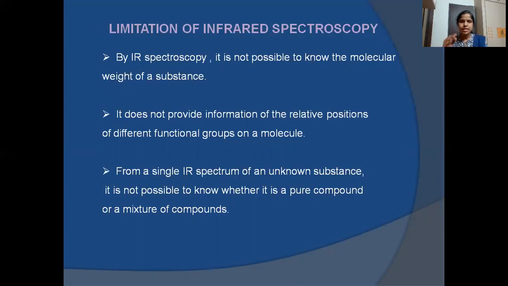So what happens when the IR region is incident on the sample? Transitions take place. Between which energy levels? They take place in the vibrational energy levels. Those vibrational energy levels consist of rotational energy levels also. So that is why IR spectroscopy is known as vibrational and rotational spectroscopy.